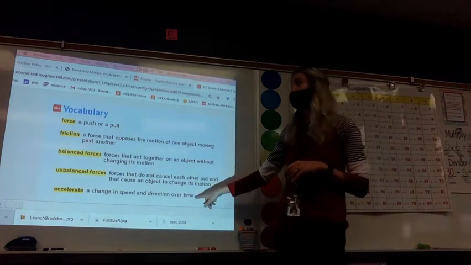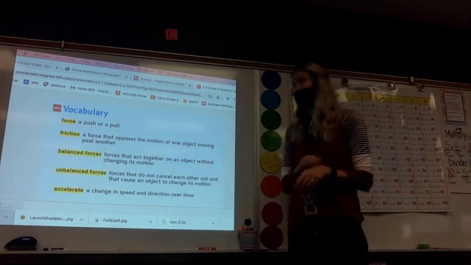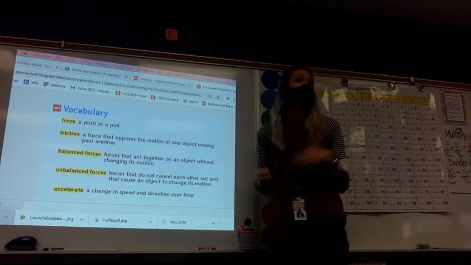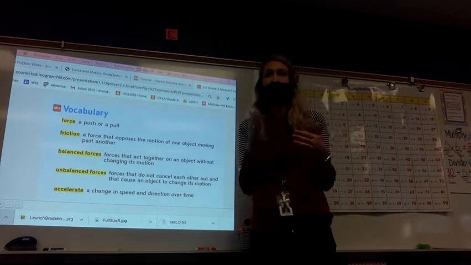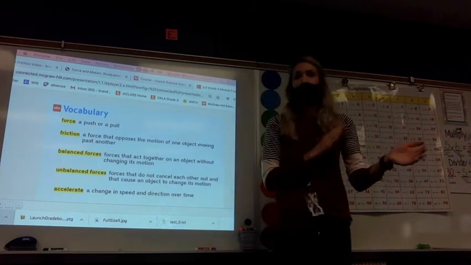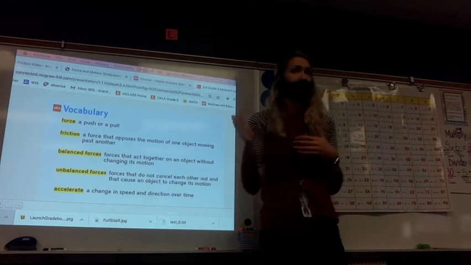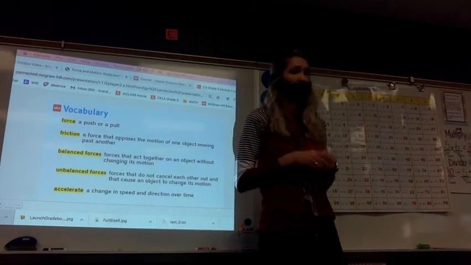And our last word is accelerate. This is a change in speed and direction over time. So when we talk about accelerating, it's picking up speed or changing direction, but it doesn't happen instantly. It's over a period of time. So you're starting to see it moving over time.